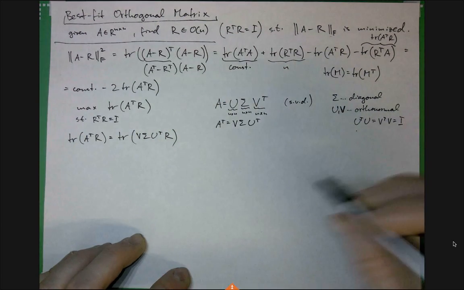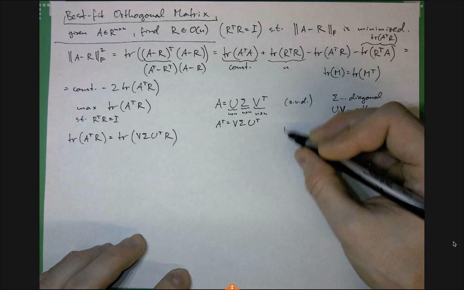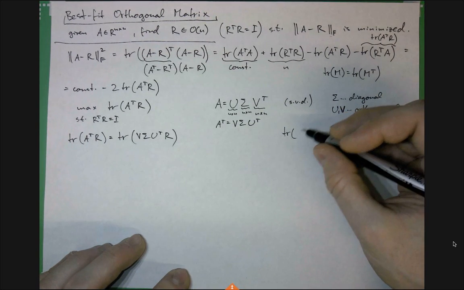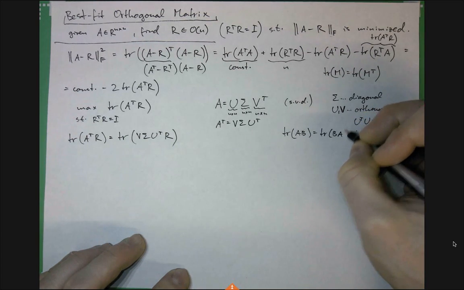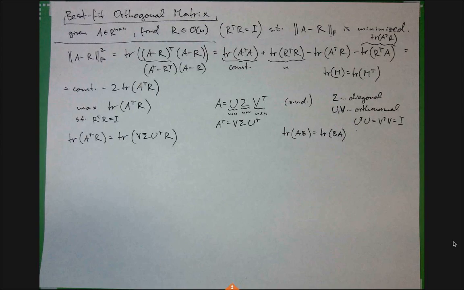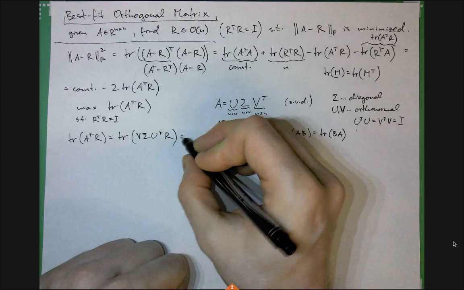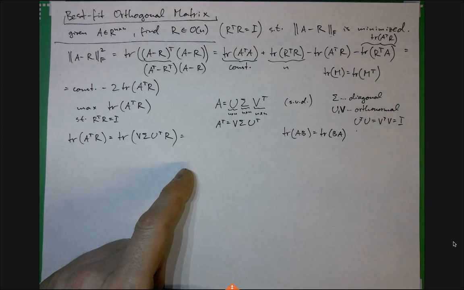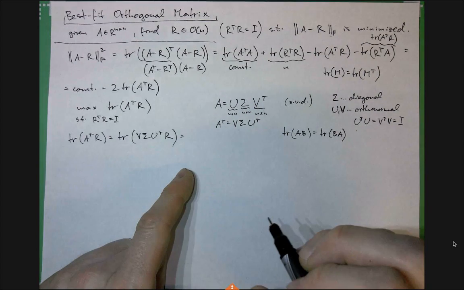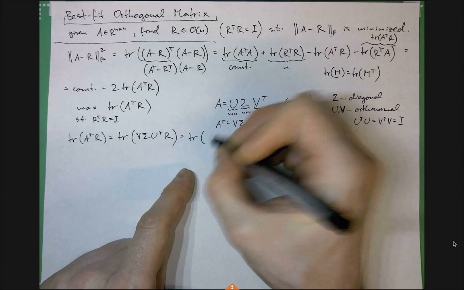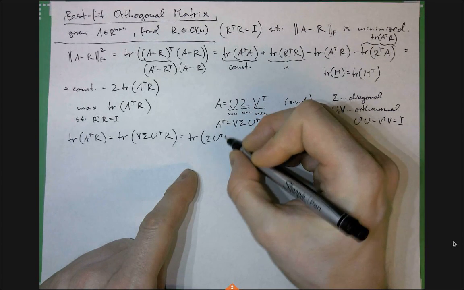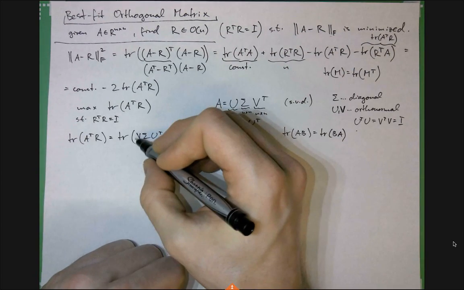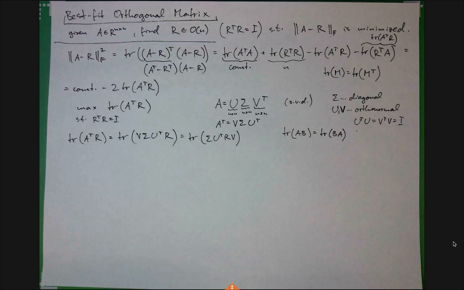And then do you still remember this property of the trace, that the trace of AB is the same as the trace of BA, right? So I can apply this property. And how do I apply it? I can say that this is equal to the trace of sigma UTRV. So I took this V and I flipped it to the right. Okay.